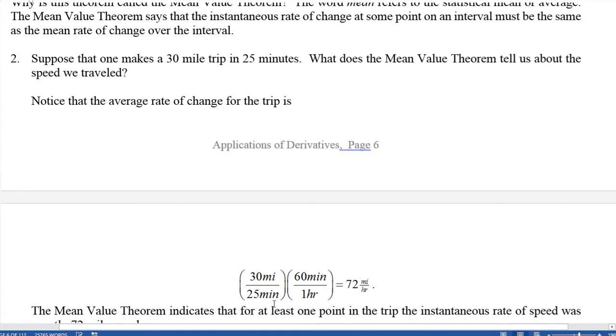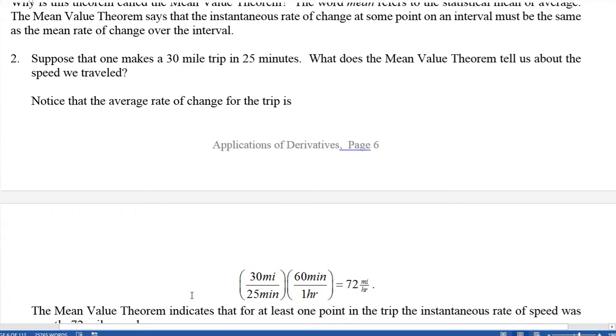It's 30 miles in 25 minutes, so 30 miles over 25 minutes is the rate of speed. We're going to convert to miles per hour, so that's 60 minutes over 1 hour, so the minutes cancel and you get miles per hour. In fact, you get 72 miles per hour. 30 divided by 25 times 60 is 72. That's the average speed for the entire trip.